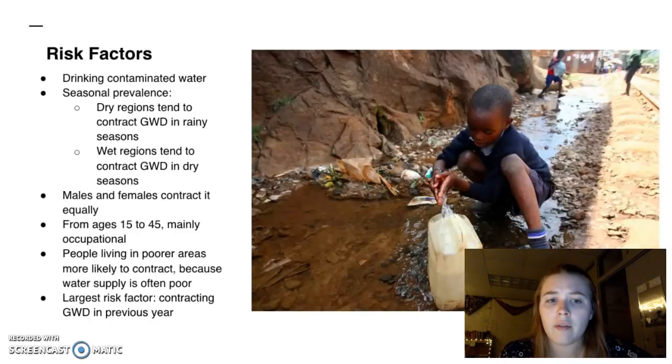If you live in a dry region, you tend to contract guinea worm disease in rainy seasons when there is more water around, and it's not sinking into the ground. It's just kind of stagnant. If you live in a wet region, it tends to happen in dry seasons because there is less water. It's not moving as much, and there's just more stagnant water.